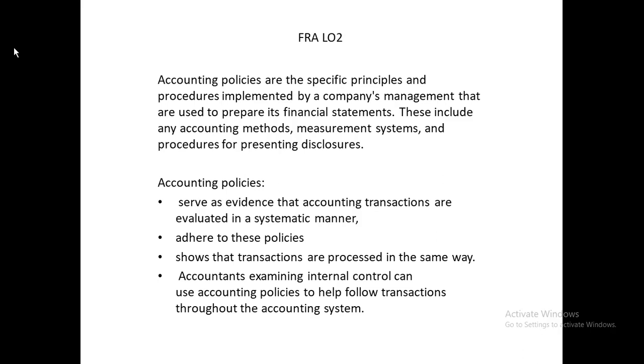Accounting policies serve as evidence that accounting transactions are evaluated in a systematic manner. Adhering to these policies shows that transactions are processed in the same way. So accountants examining internal control can use accounting policies to help follow transactions throughout the accounting system.